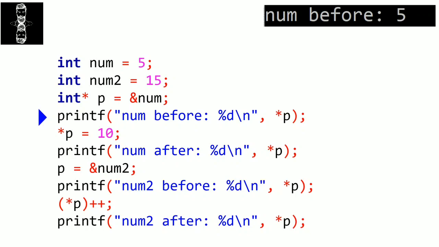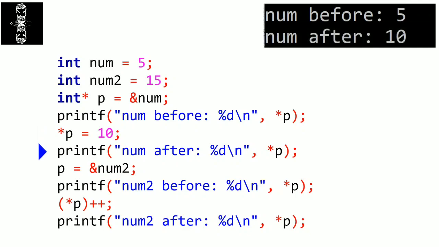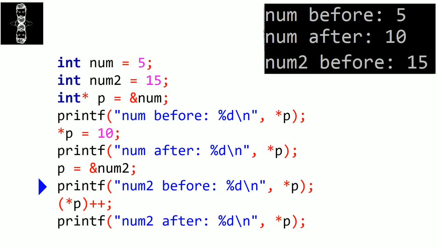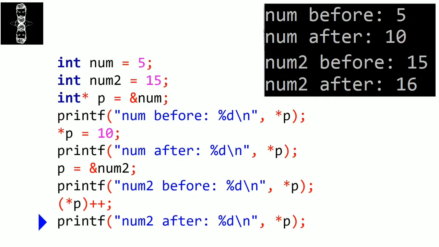Now we dereference the pointer to change the value of num and we set it to 10. So if we dereference our pointer, we get the new value of num. Let's continue. Now we change the value of our pointer itself and we set it to the address of num2. So now it points to num2. And if we dereference it, it returns the value of num2, which is 15, as you can see. And now we increment the value of num2 by dereferencing the pointer and using the increment operator. The parentheses are important here. And if we print the value of num2 now, we get 16, as you can see.